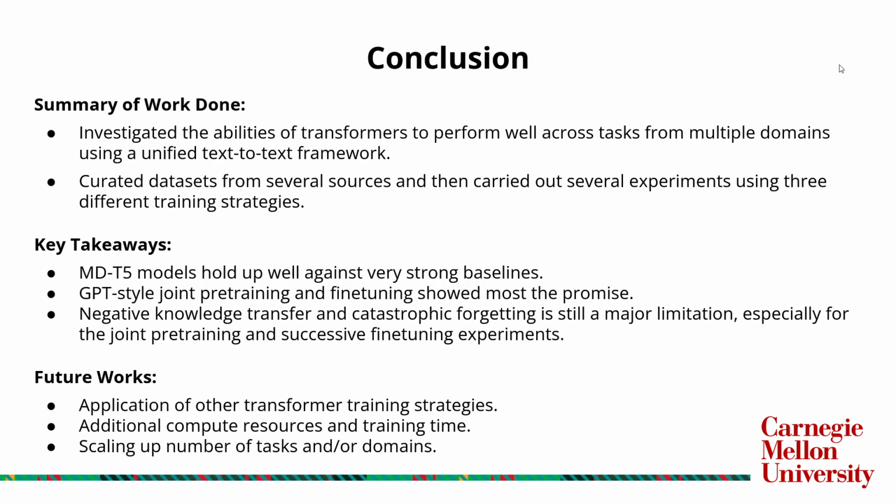And finally, we note that negative knowledge transfer and catastrophic forgetting is still a major limitation, especially for the joint pre-training and successive fine-tuning experiment. Some future work that can be built on this includes application of other transformer training strategies, addition of more compute resources and additional training time, and scaling up the number of tasks and/or domains.